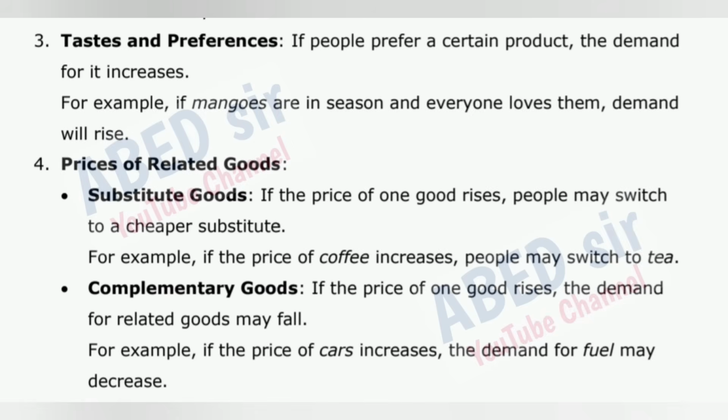4. Prices of related goods. Substitute goods. If the price of one good rises, people may switch to a cheaper substitute. For example, if the price of coffee increases, people may switch to tea. Complementary goods. If the price of one good rises, the demand for related goods may fall. For example, if the price of cars increases, the demand for fuel may decrease.